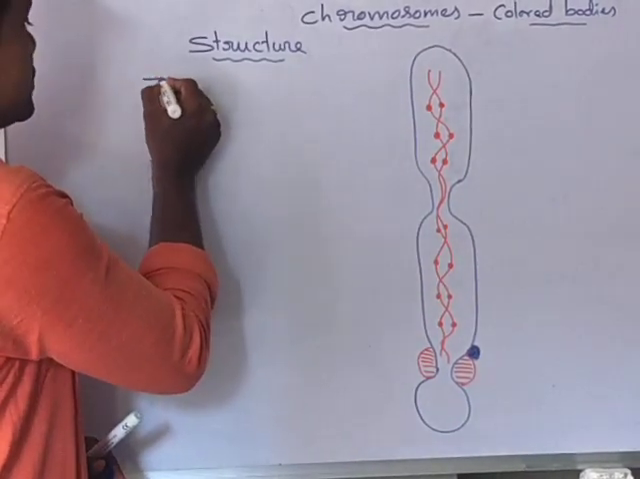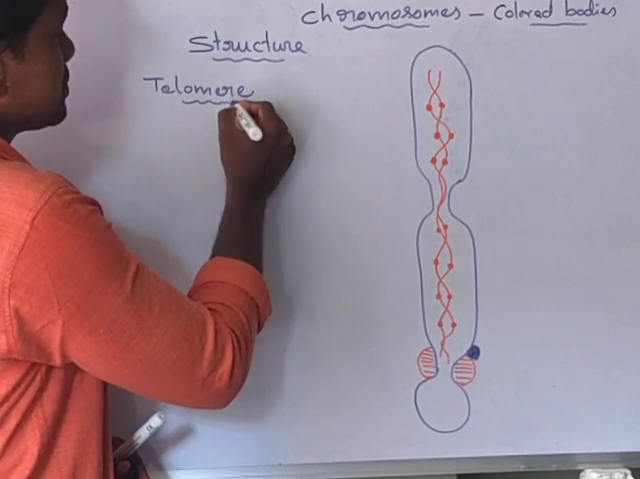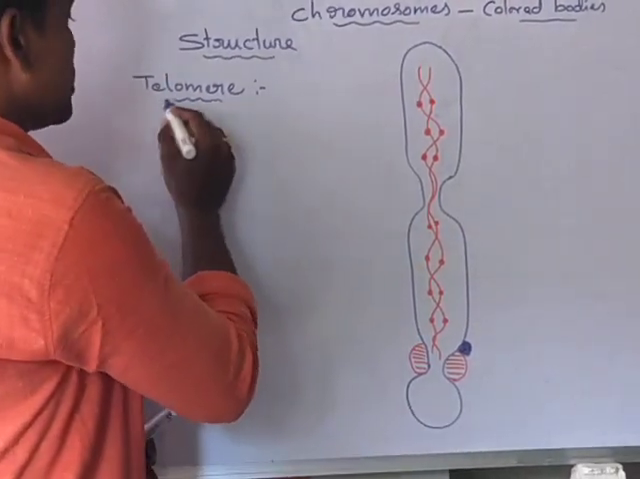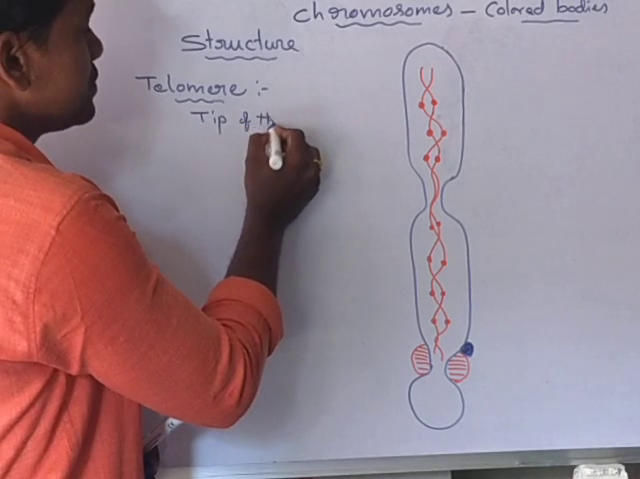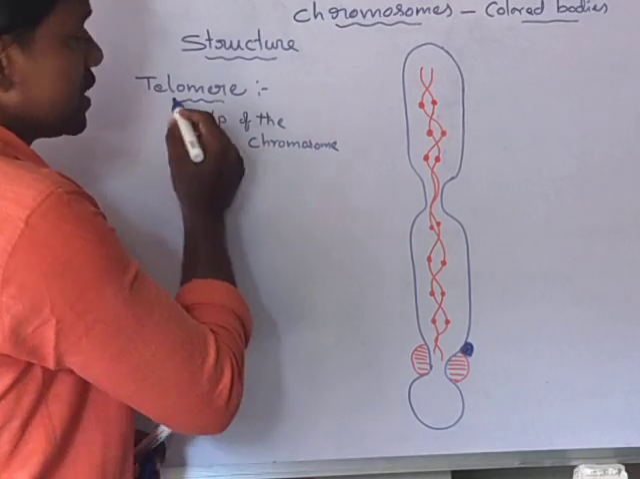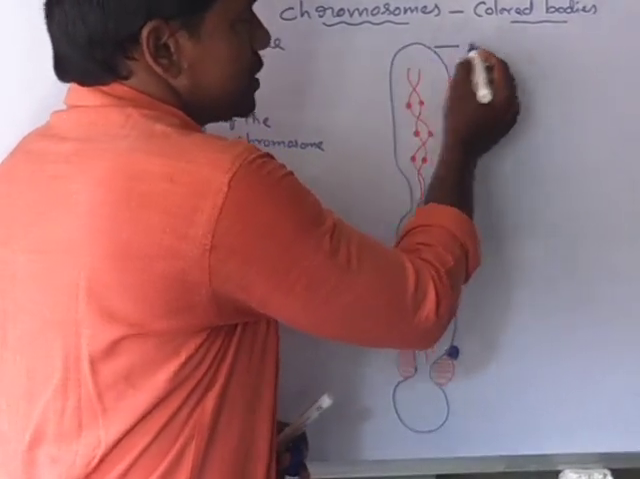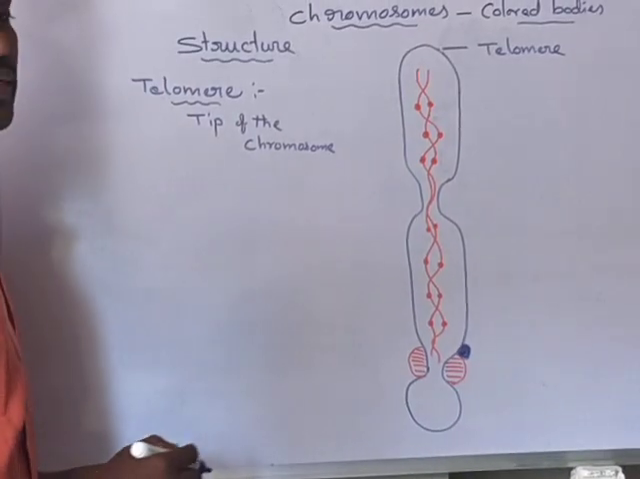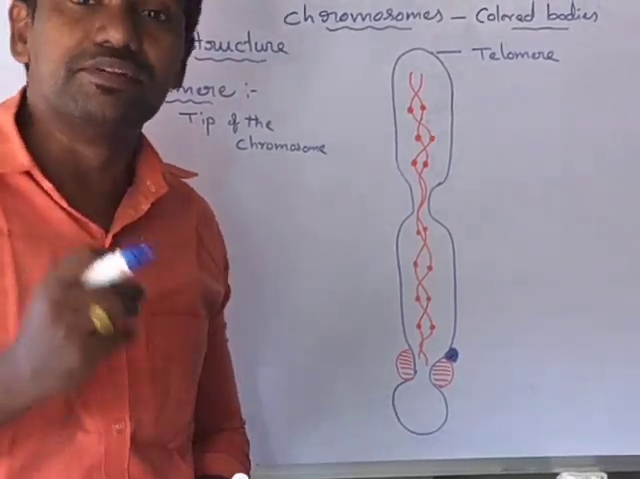The first part is telomere. The telomere means the tip of the chromosome. The tip of the chromosome is generally called the telomere. So the telomere has specific polarity and individuality.